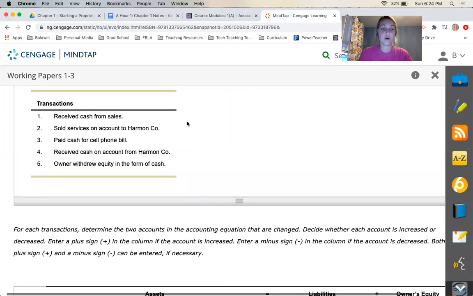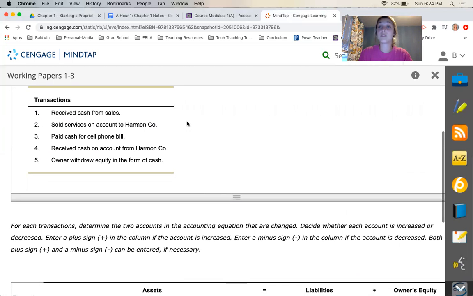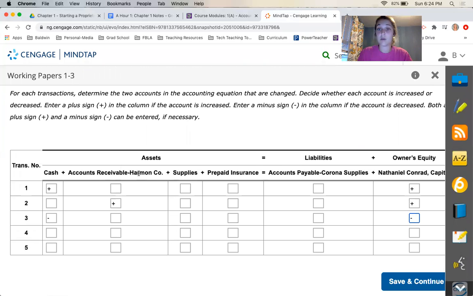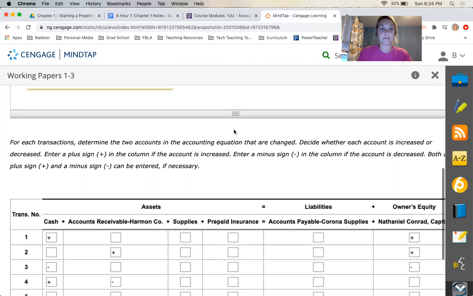All right, number 4, received cash on account from Harmon Company. So they are now coming in and paying off their bill. If we received cash, cash is an asset, and it will be going up. Accounts receivable for them is now going to decrease because they no longer owe us as much money.